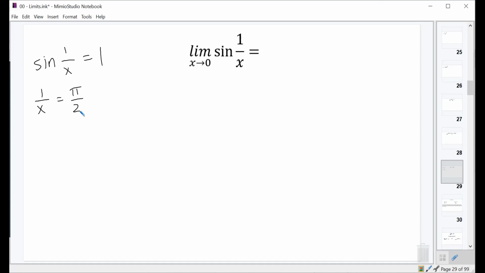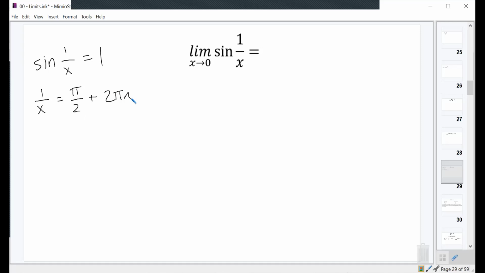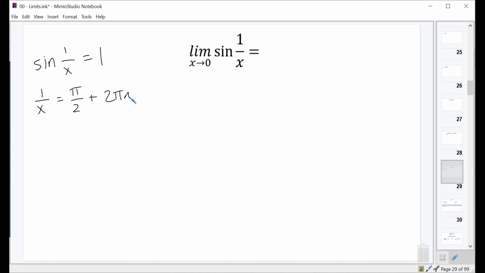So what I need is the angle to be pi over 2, and then that'll repeat every 2 pi n. Because if I go around a second time, when I get to 5 pi over 2, that'd be another time, and at 9 pi over 2, and at 13 pi over 2, and so on. Okay, we'll take a pause on that for a second.